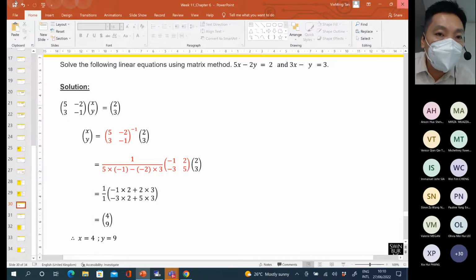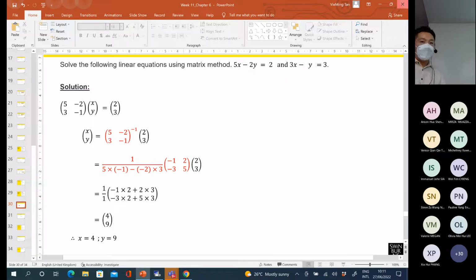The location we need to change: so now 5 you have to put here, and -1 you need to put at the top. And then change the sign for B and C. Originally B is this negative number, so now we have to change it to a positive number. The original C value is positive, now we have to change it to a negative number.